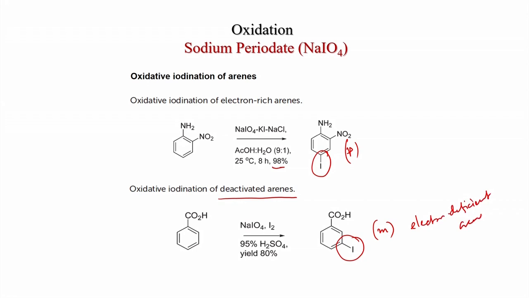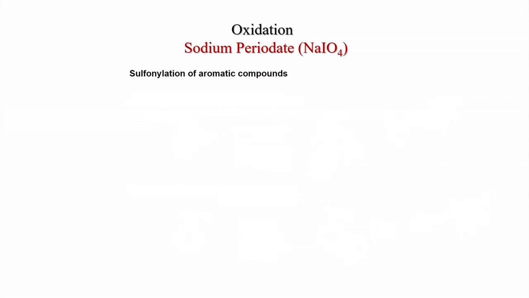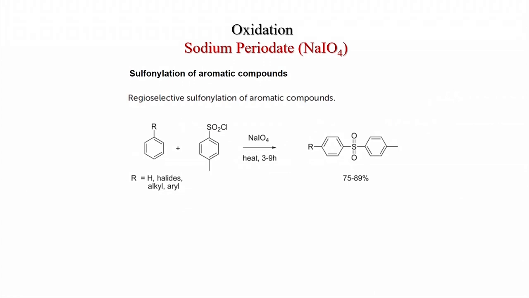So electron deficient arenes give meta selection, and this is a slightly electron rich arene, so this is para selective. Sulfonation of aromatic compounds is also possible with sodium periodate, like these benzene derivatives.